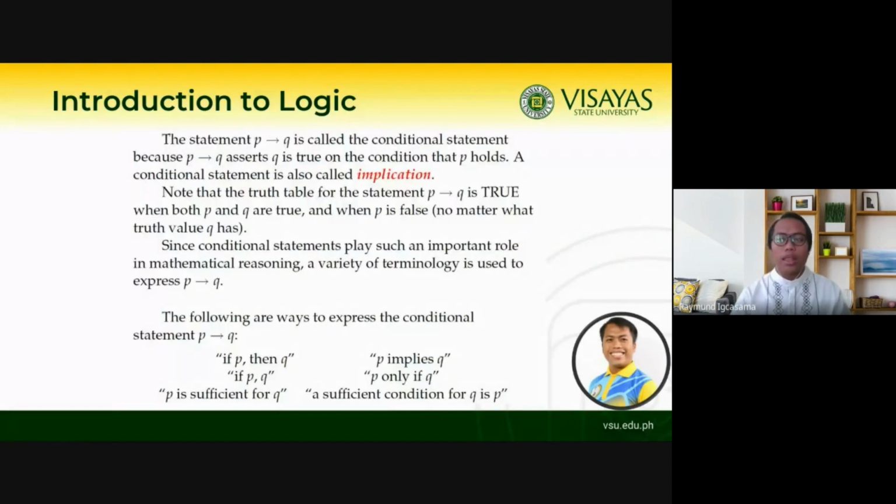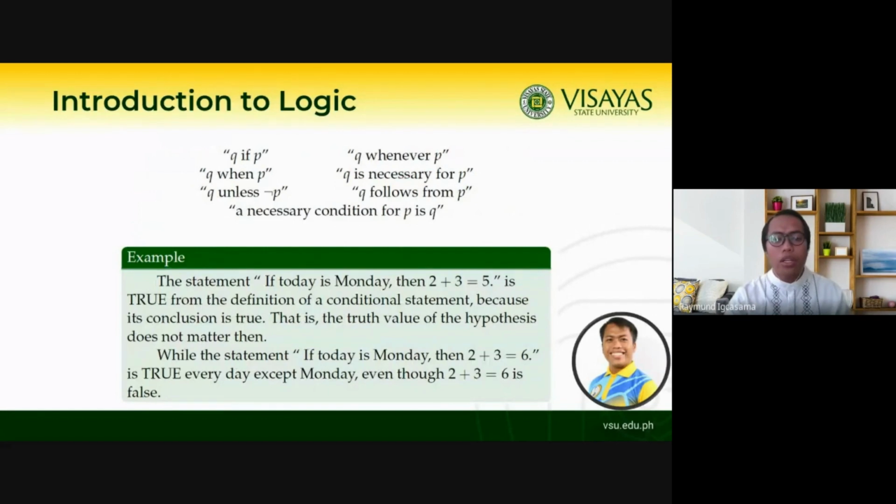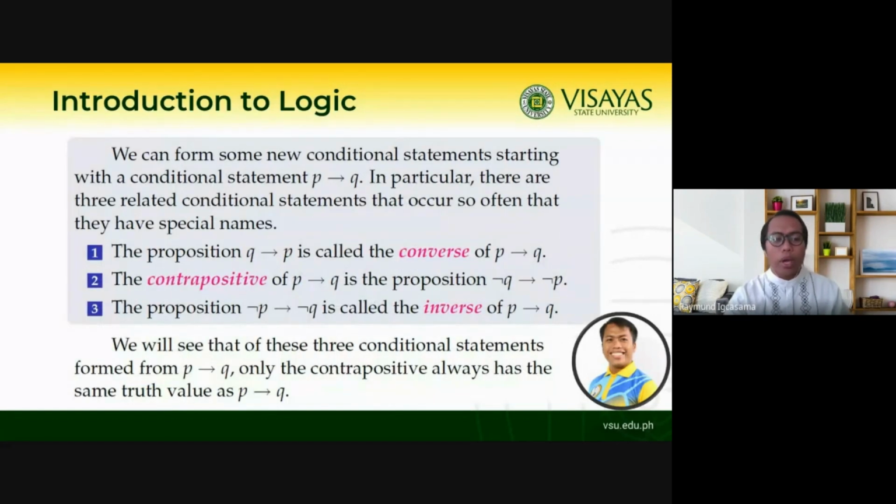Okay? And next is the bi-conditional. By the way, before going to the bi-conditional statement, the conditional statement has three subgroups: the converse, the contrapositive, and the inverse. Right? I gave them to you last time.